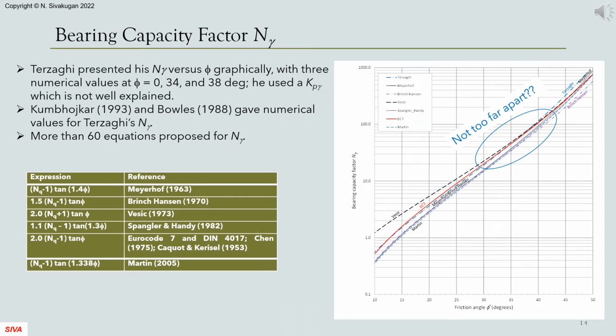There are more than 60 different expressions reported in the literature for N-gamma. The ones proposed by Meyerhof, 1963, Brinch-Hansen, 1970, and Vesic, 1973, are the most used in the profession. The plot compares the values of N-gamma determined by some of these popular expressions.